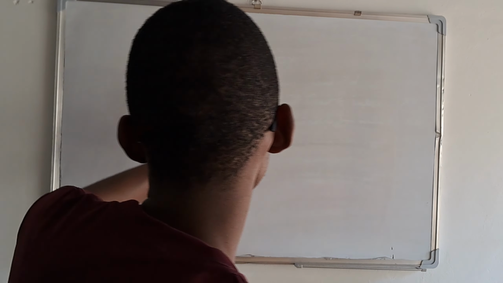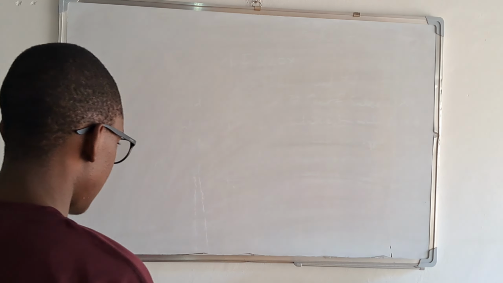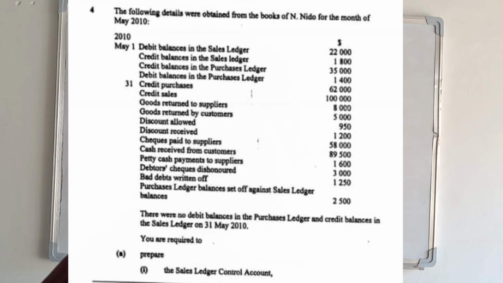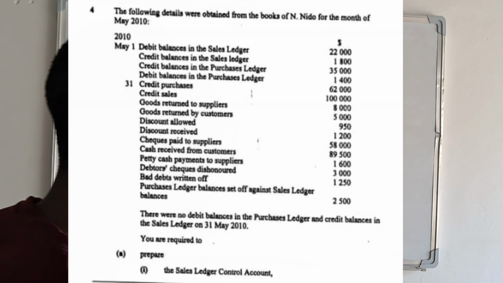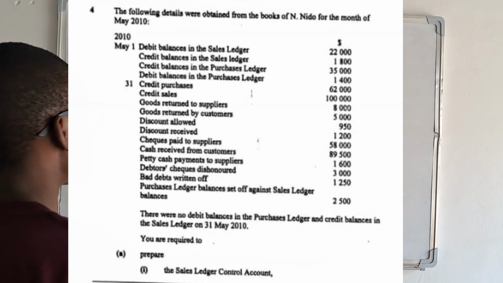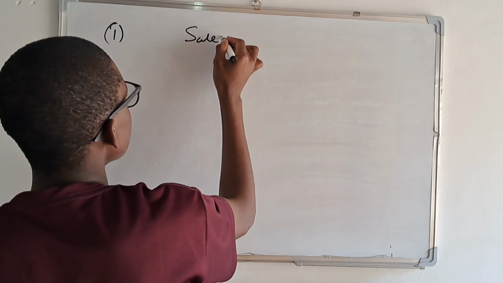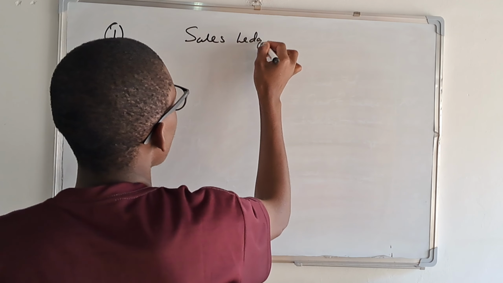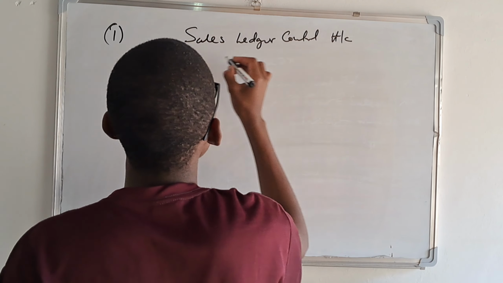We want to take a look at an example of control accounts. I will display the question on the screen and I will actually read out the question. But first and foremost, you are required to prepare the sales ledger control account. If you are required to prepare a sales ledger control account, you write sales ledger control account in full, guys.